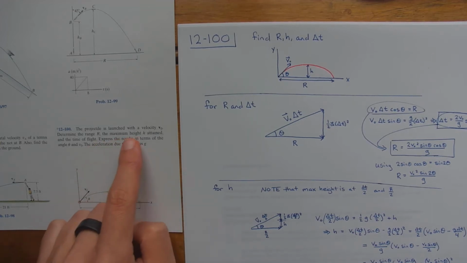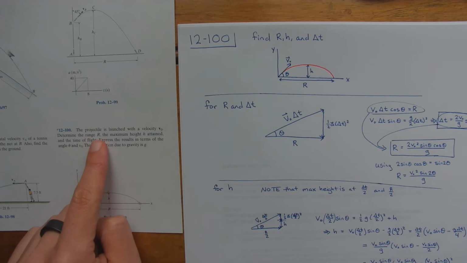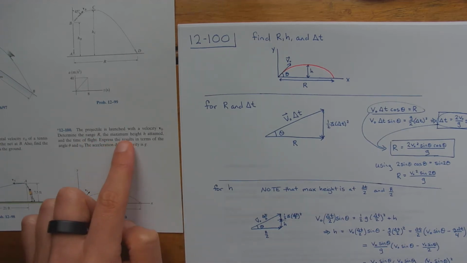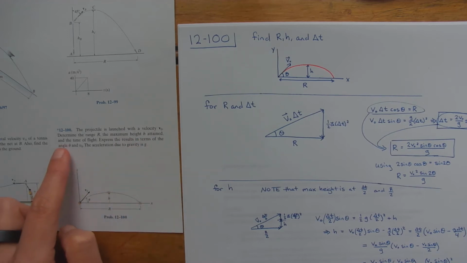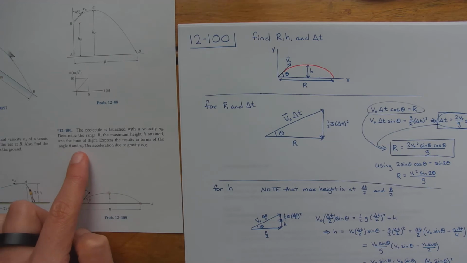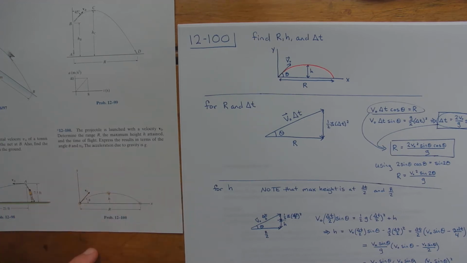The projectile is launched with a velocity of v0. Determine the range r, which is from where it is launched to where it lands, the maximum height h attained, and the time of flight. Express the results in terms of the angle theta and v0. The acceleration due to gravity is little g.